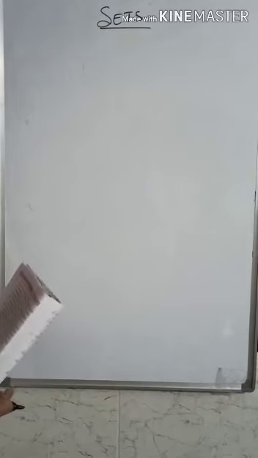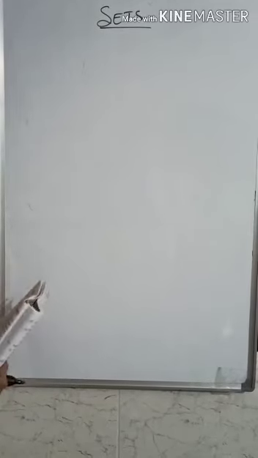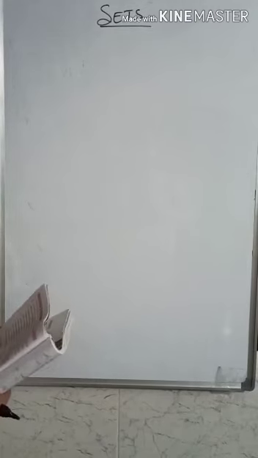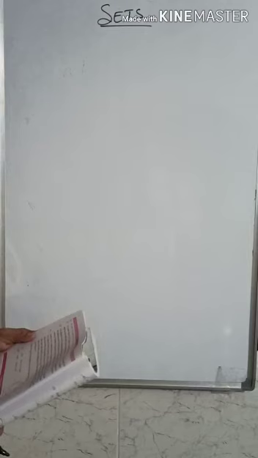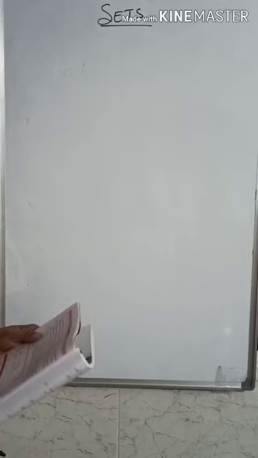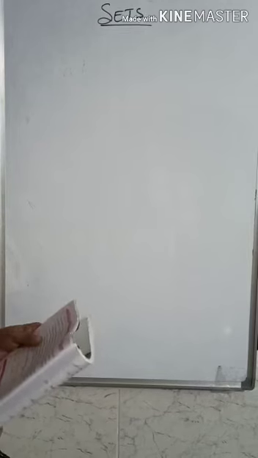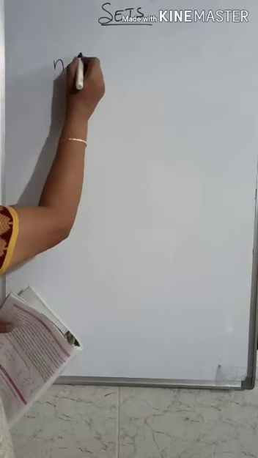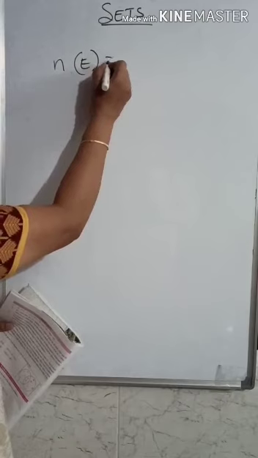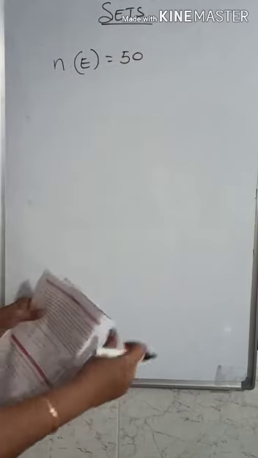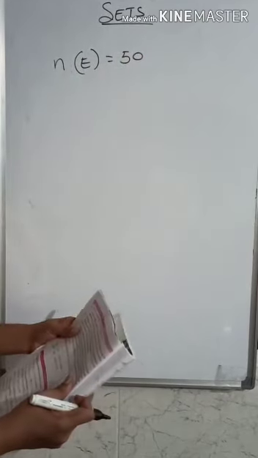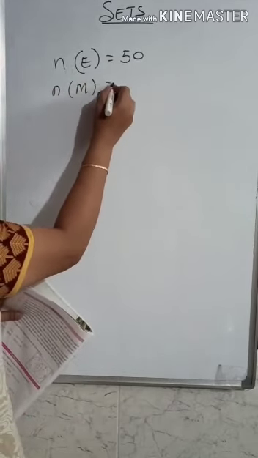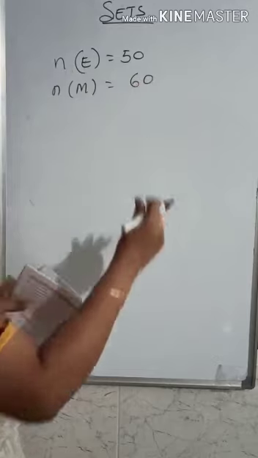Now let us see how to use the relation of number of elements in a set for the statement problems or the word problems. So you have got the word problem in your textbook where it is given that in a competitive exam 50 students passed in English. So the 50 students who have passed in English will represent it as n of E, which is equal to 50. Then 60 students passed in mathematics. So that will represent as n of M is equal to 60.